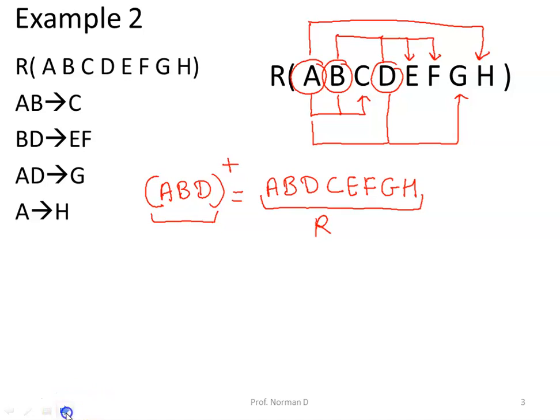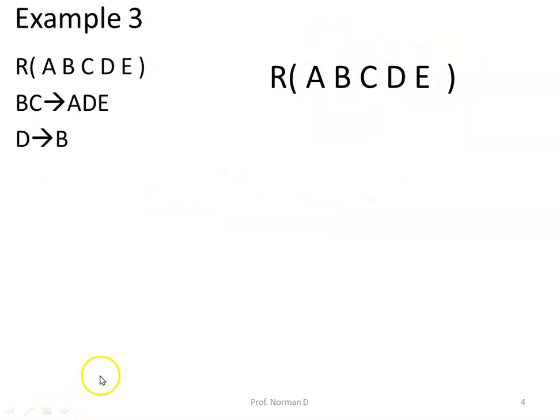We see the next example. So there are only two FDs over here. Again we start with the edge diagram. So BC gives A, D and E, and D gives B. So we are left with only C, which is the essential attribute.